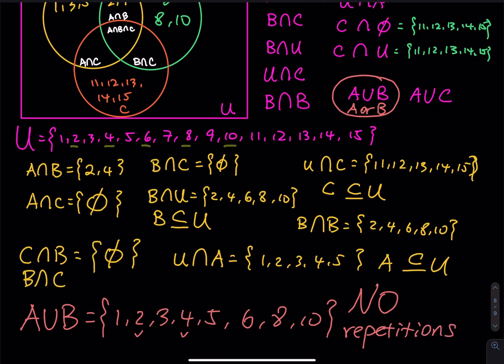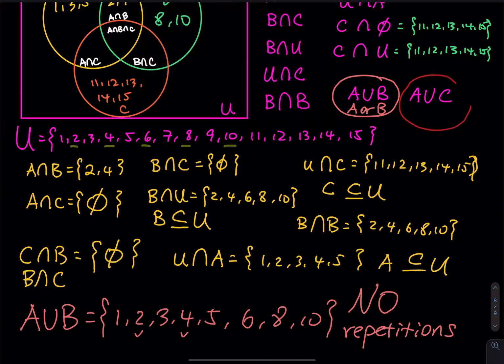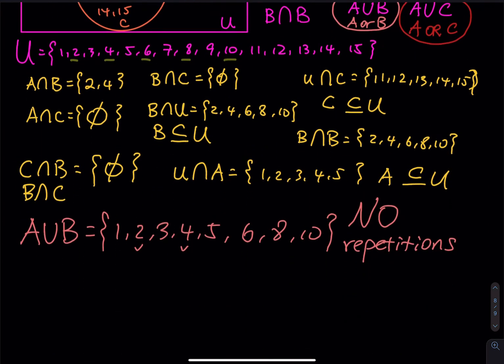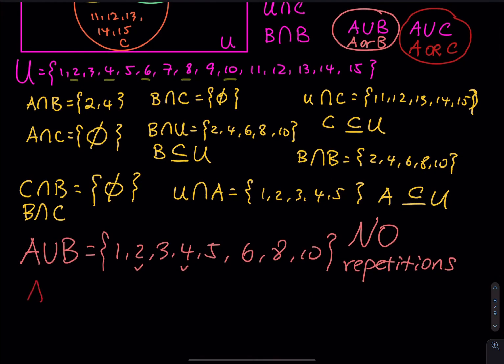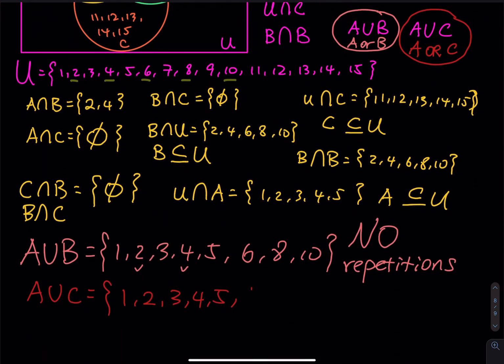And then what's the last one? The last one is A union C. We have that right here. A union C, that is A or C, either in A or C or both. In A, we have 1, 2, 3, 4, 5. What about in C? C is 11 to 15: 11, 12, 13, 14, 15. And they do not share anything in common, so we close the set like that.